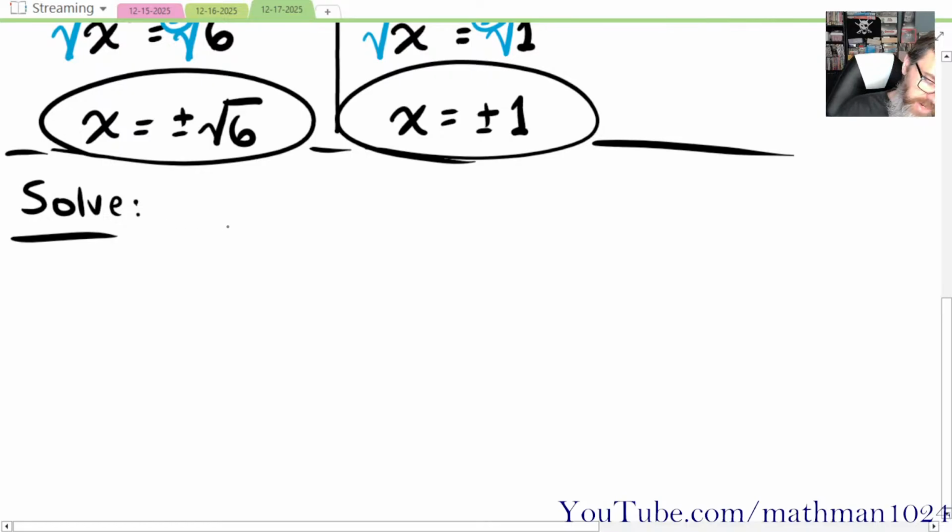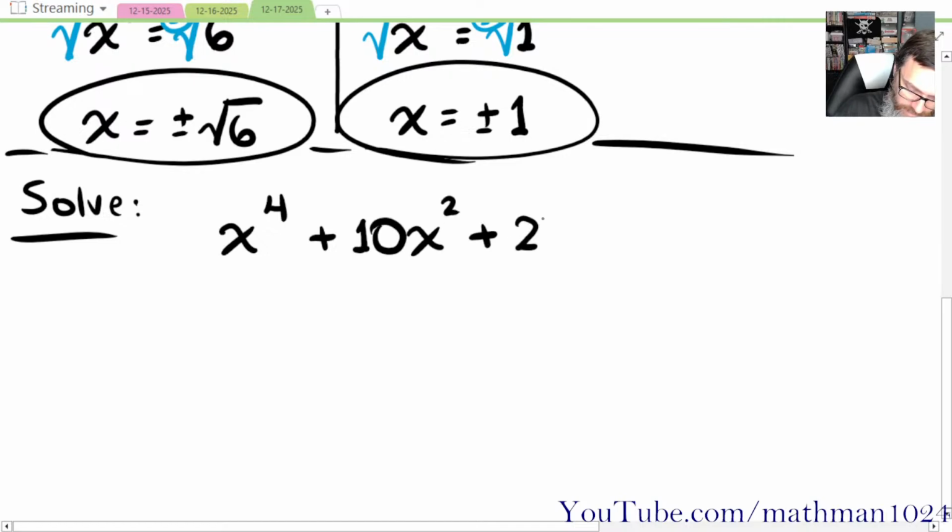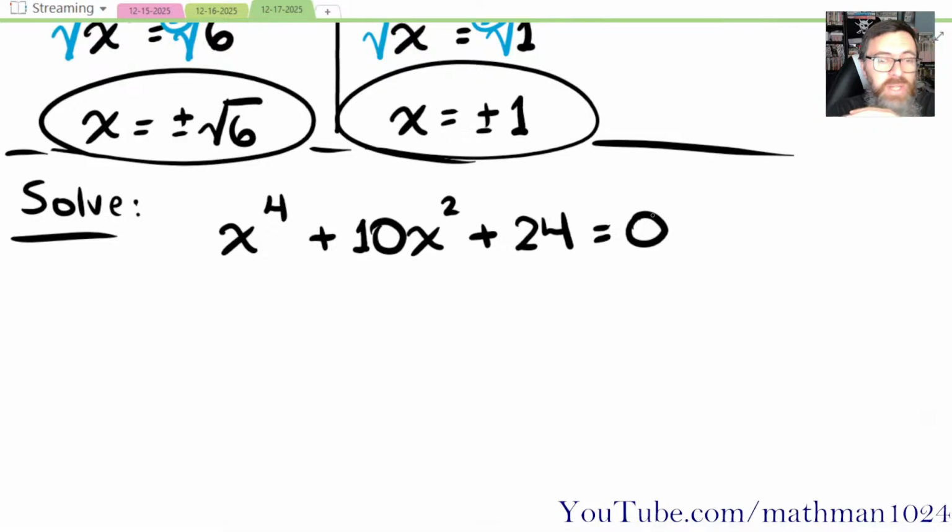All right, so let's try this one. x to the 4th plus 10x squared plus 24 equals 0. This is another one that is quadratic in nature. You see you've got your constant term, you've got your x squared term, and then you have double that power for the first term.